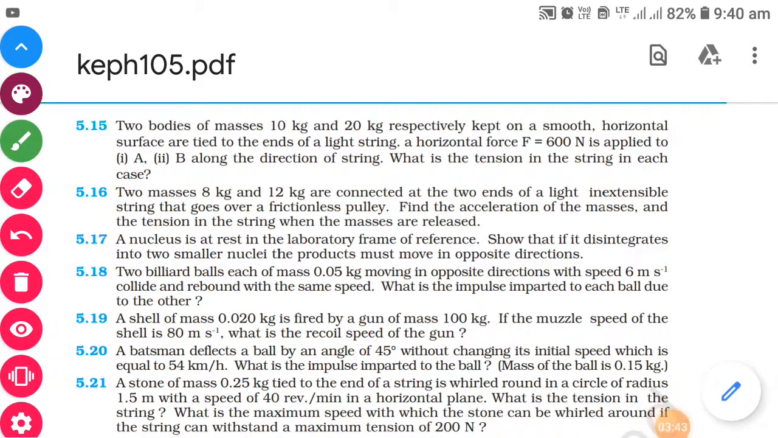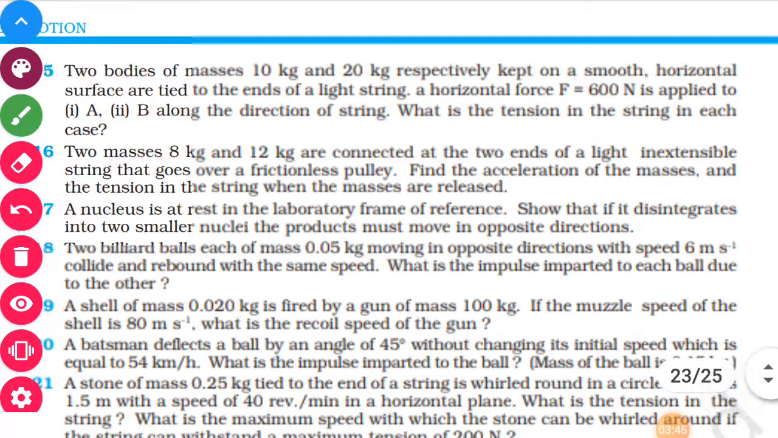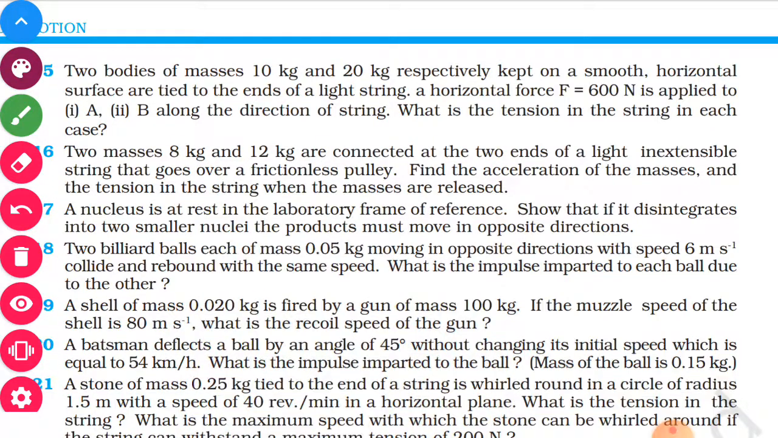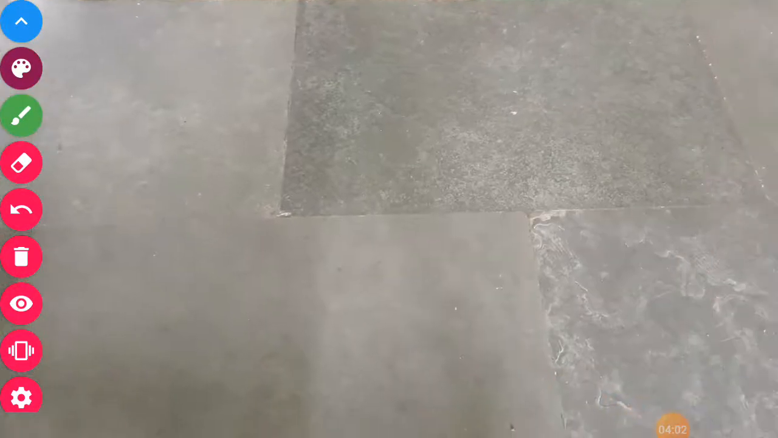Now example 5.16: two masses 8 kg and 12 kg are connected at the two ends of a light inextensible string that goes over a frictionless pulley. Find the acceleration of the masses and the tension in the string when the masses are released. Again, we can easily calculate this.